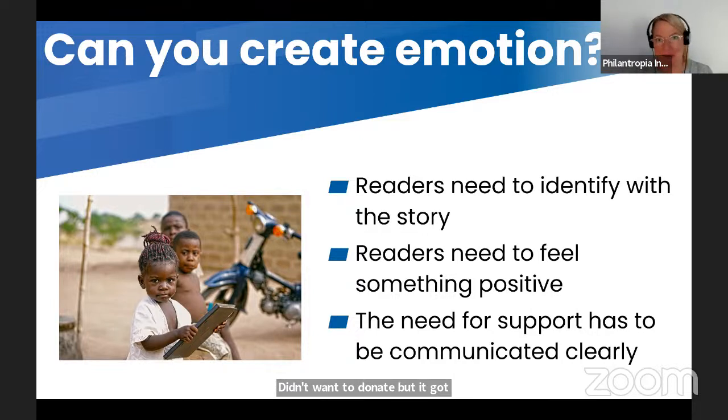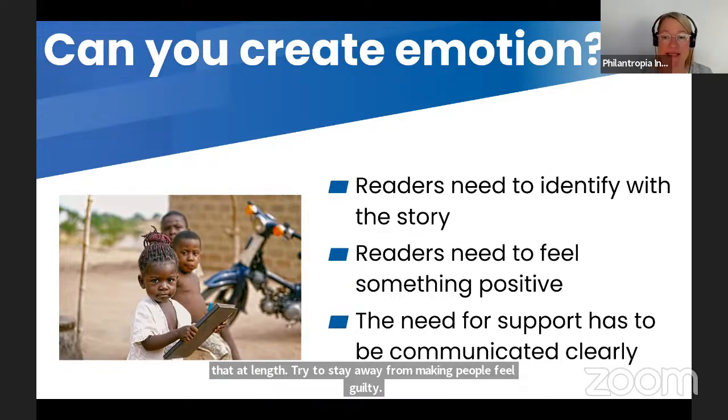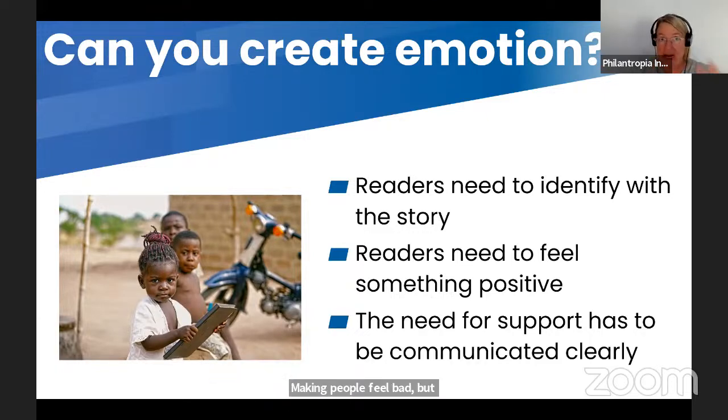They are donating all the time. This is an exaggeration, and tell the story of that person that found your NGO, wasn't sure, got to know you, overcame some obstacles, and now is a long-term supporter, because then others might be able to identify with that. They need to feel something positive. I've talked about that at length. Try to stay away from making people feel guilty, making people feel bad, but focus on the positive and on the change that is triggered by your project.